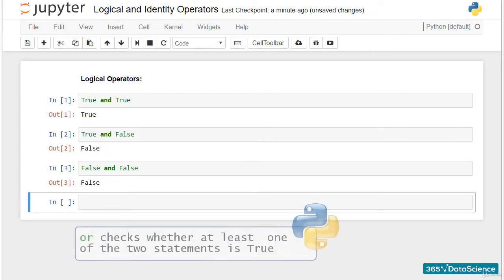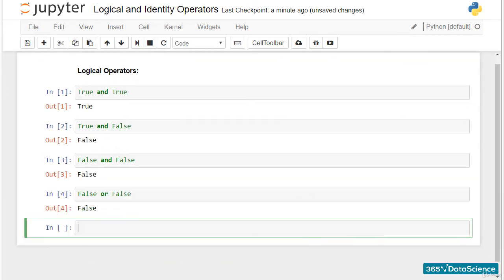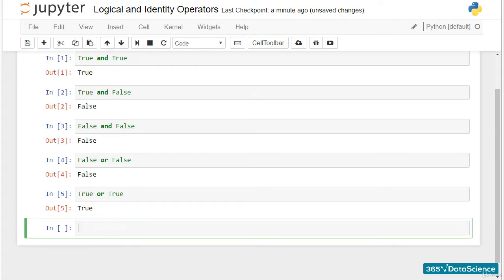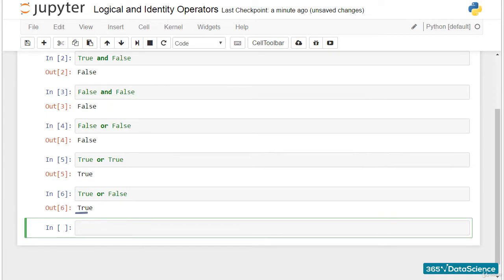OR checks whether at least one of the two statements is true, hence false or false will come back as a false, whilst true or true will return true. In this cell, true or false will return true. The order in which we have the two statements does not matter, so false or true will still result in true as well.